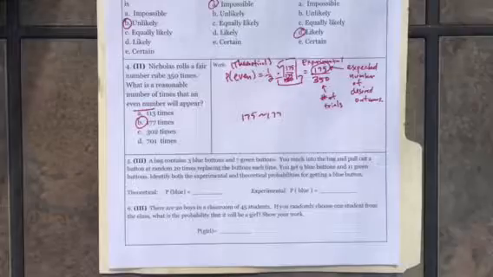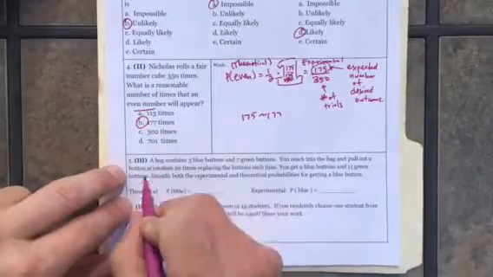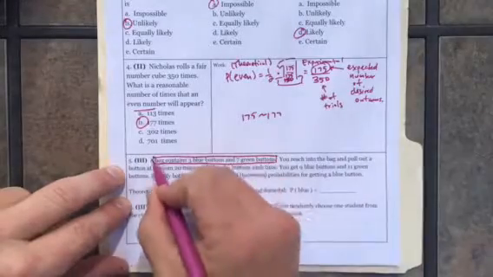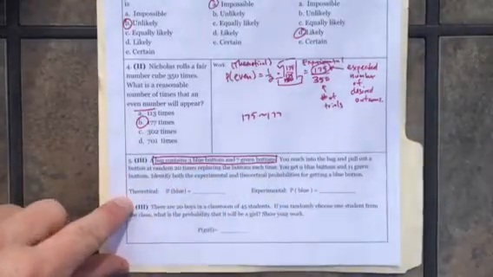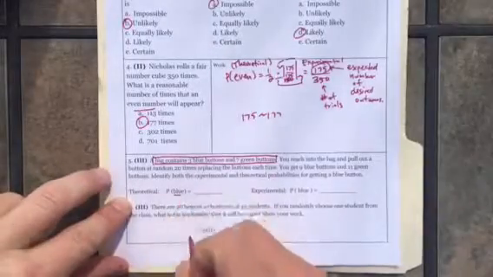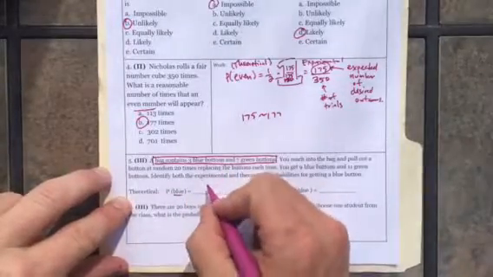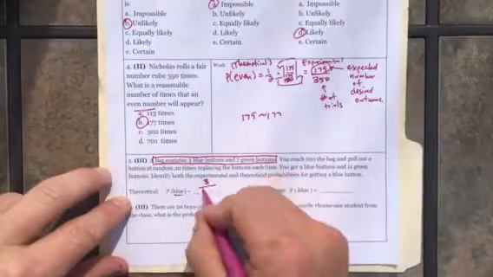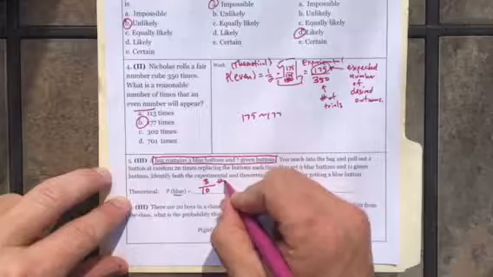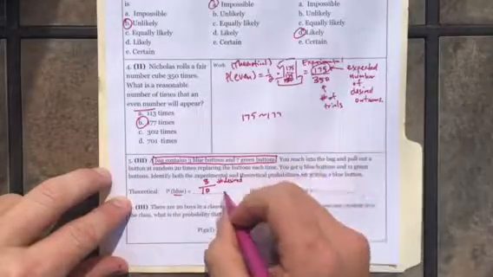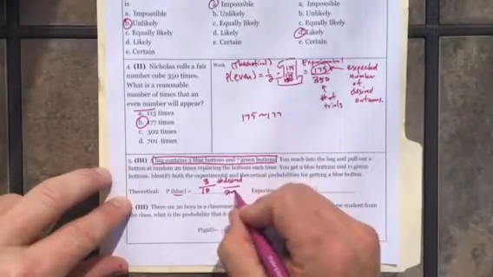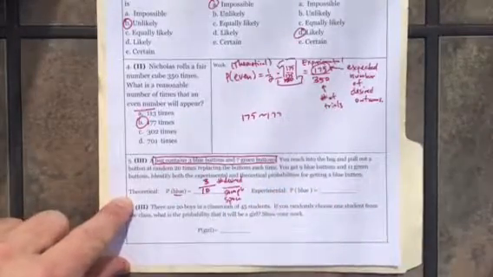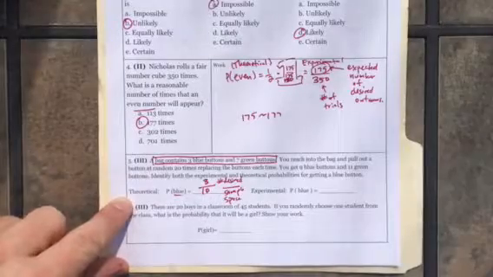Standard 3. A bag contains 3 blue buttons and 7 green buttons. I'm just going to stop right here because that's all the information I need in order to determine theoretical probability. The theoretical probability of getting blue, there's 3 blue buttons, so 3 desired outcomes over 10 total buttons. Remember, number of desired outcomes over what can be thought of as the sample space: 10 total buttons in the sample space.